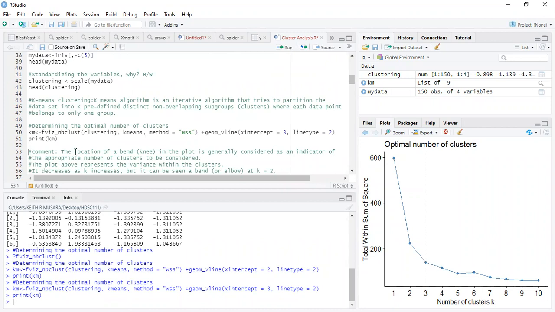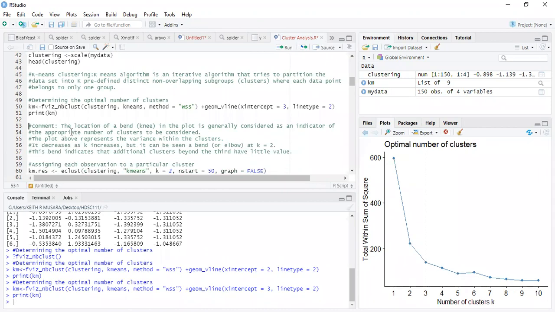So look at my comment here. I said the location of the bend in the plot is generally considered an indicator of the appropriate number of clusters to be considered. The plot above represents the variance within clusters. It decreases as k increases, but it can be seen that the bend at the elbow is at k equals 2, right? This bend indicates that additional clusters beyond that have little value. Someone may decide to use 3.